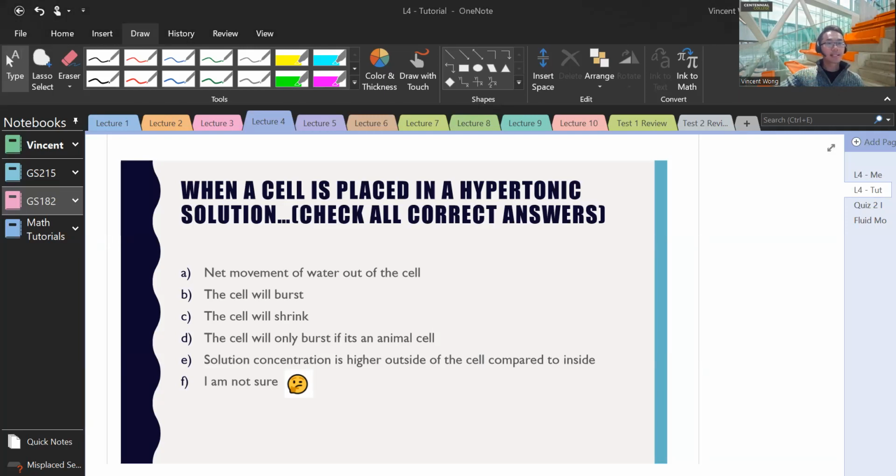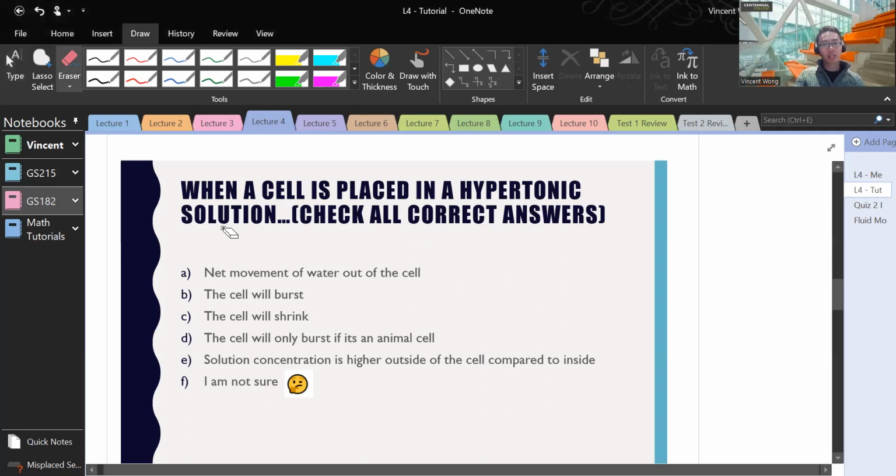All right, let's see. When a cell is placed in a hypertonic solution, oh, sorry, I launched the wrong poll again, so I keep on doing that. I'm supposed to check all correct answers, but that's okay.